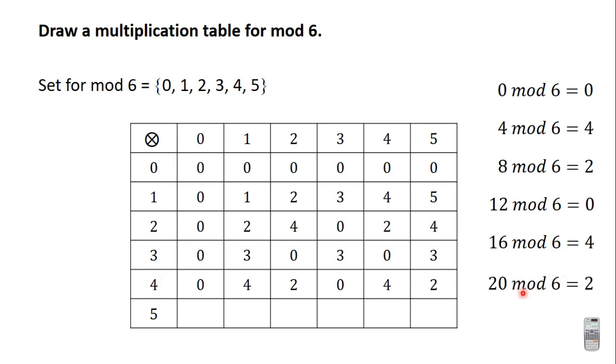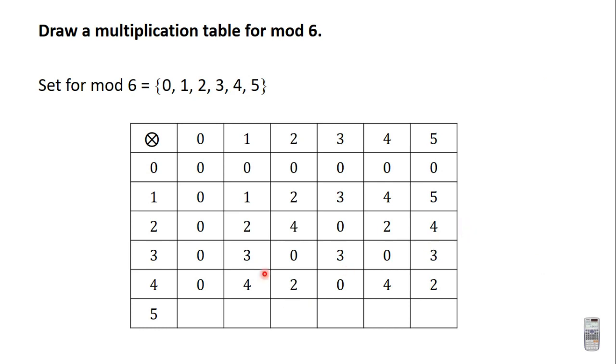4 times 5 is 20. 20 mod 6 is 2 because 20 divided by 6 will give us 3 remainder 2. Let's move on to the last row.